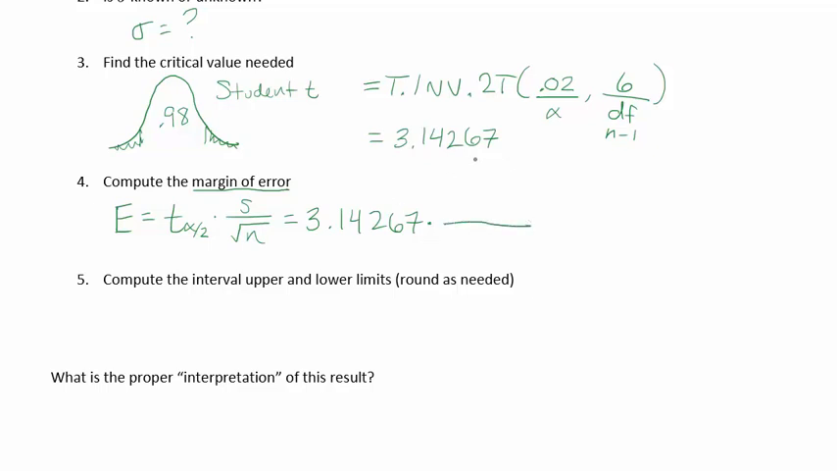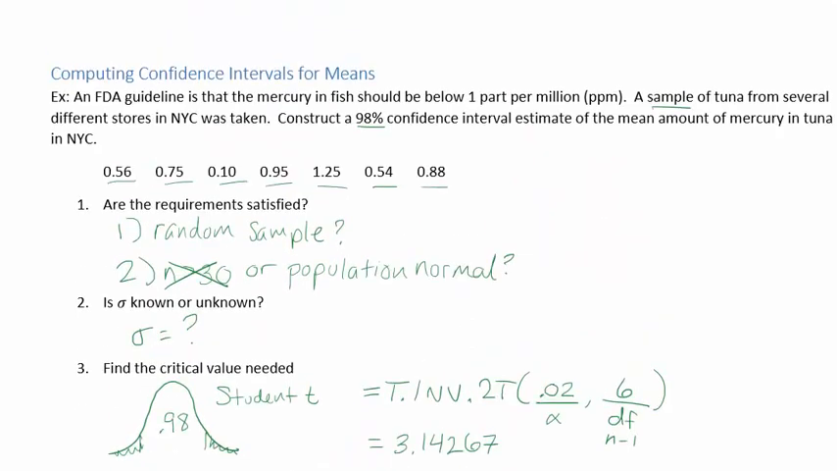That was not given to us in the problem. N we know is 7, so I can put in a root 7 here. But S is the sample standard deviation, so I need to come back up.